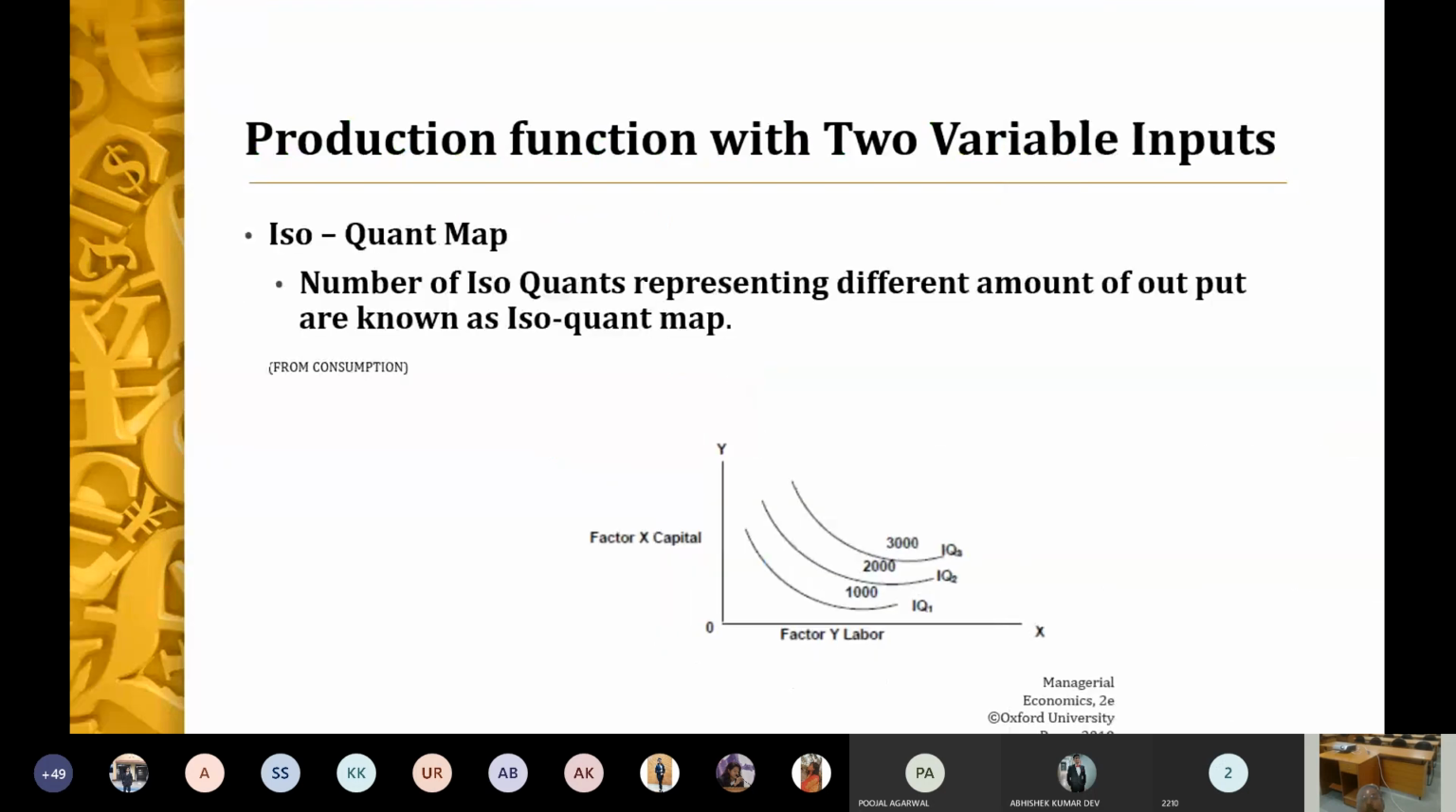So this is called an isoquant map. You can see the production is 1000, 2000, 3000, and these are different isoquant 1, isoquant 2, isoquant 3. So number of isoquants representing different amounts of output are known as isoquant maps.